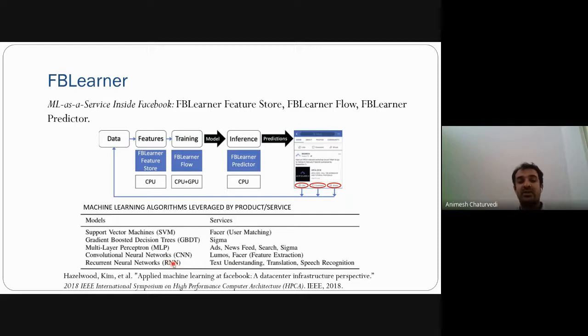This RNN is used by text analysis for understanding, translation, and speech recognition. So these are the models of machine learning, and these are the services of Facebook that use these models.